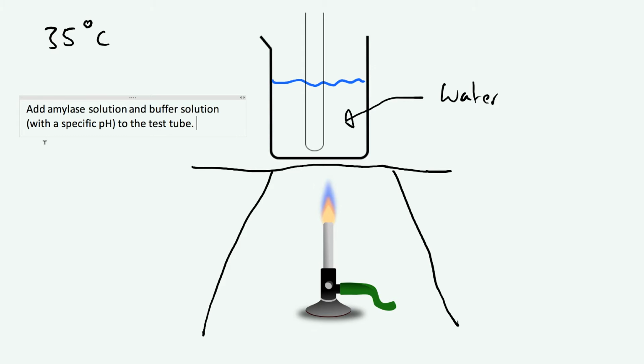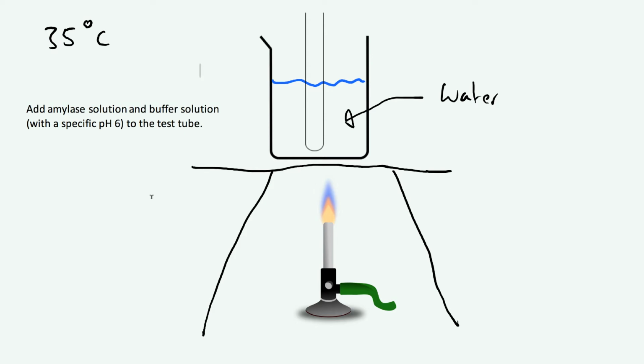Okay, and so basically we're going to repeat this experiment with different pHs. Okay, but let's say, for example, we use pH 6 in this case. Yeah? Then when we come to repeat, we're going to use different pHs.